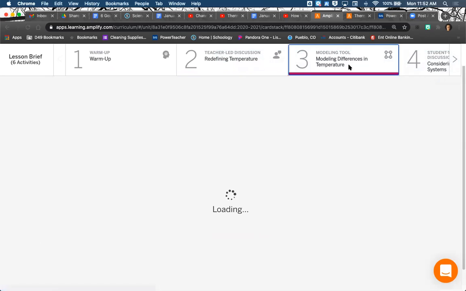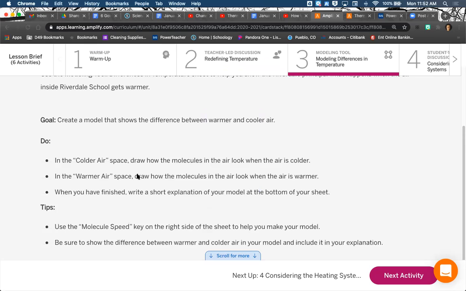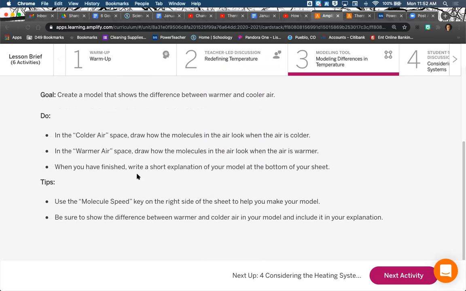Modeling differences in temperature. So, a modeling tool. Students create molecular models that show the difference between warmer and cooler air inside Riverdale School. Create a model that shows the difference between warmer air and cooler air.